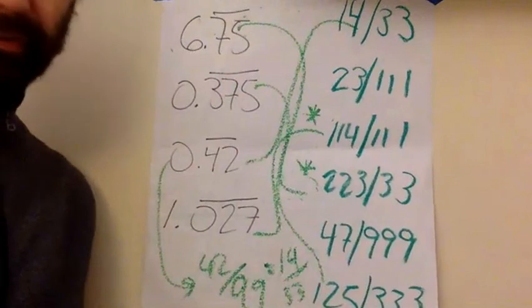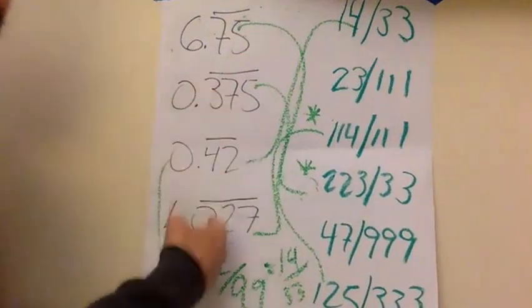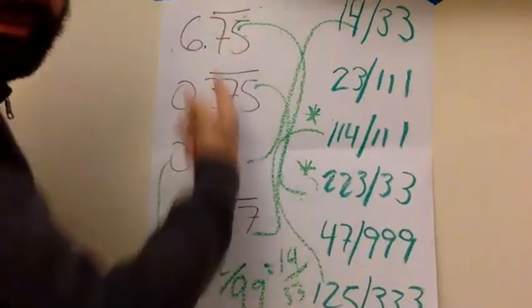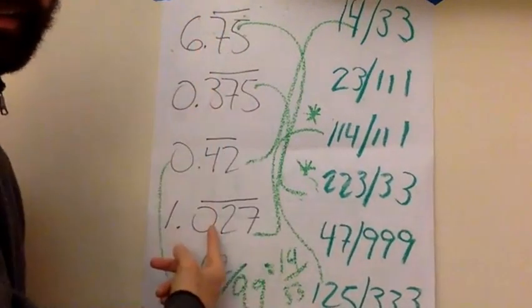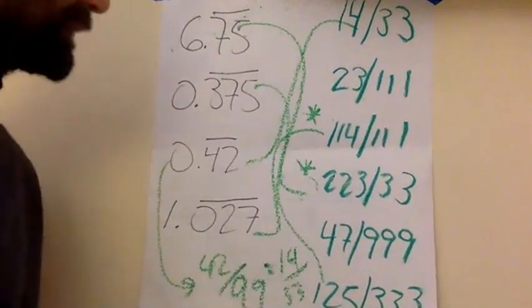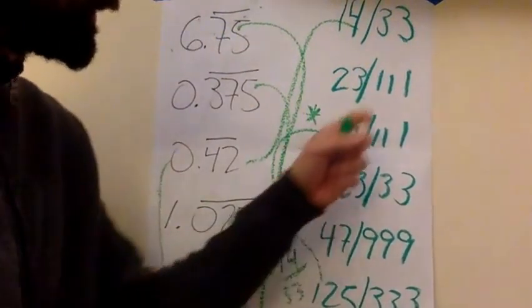So using a little thinking, I didn't even have to worry about that repeating decimal stuff until I got here, because just some basic math, understanding fractions helped me understand that 6.75 had to be this one, and 1.027 repeating had to be that one.